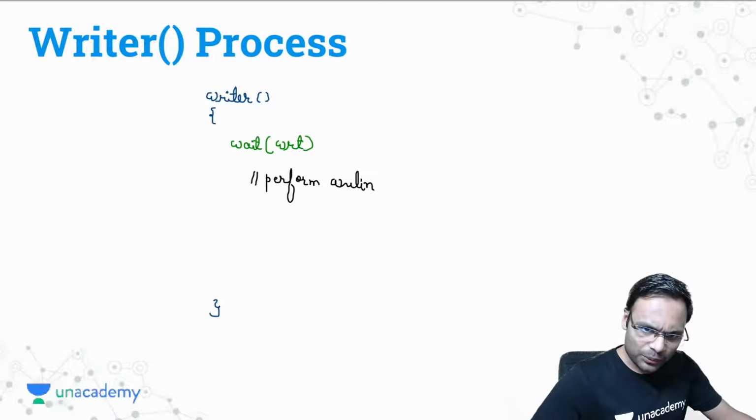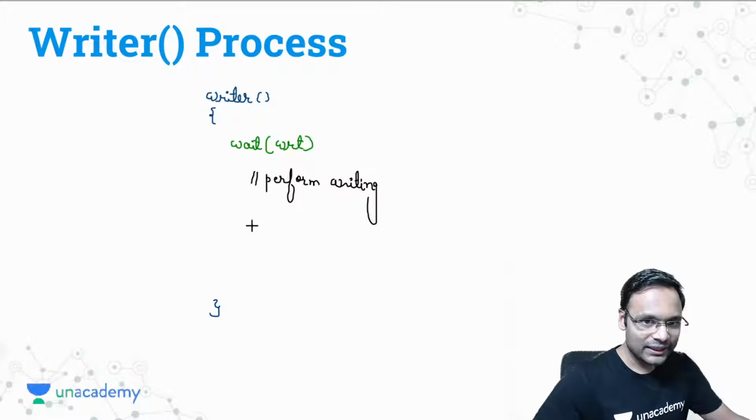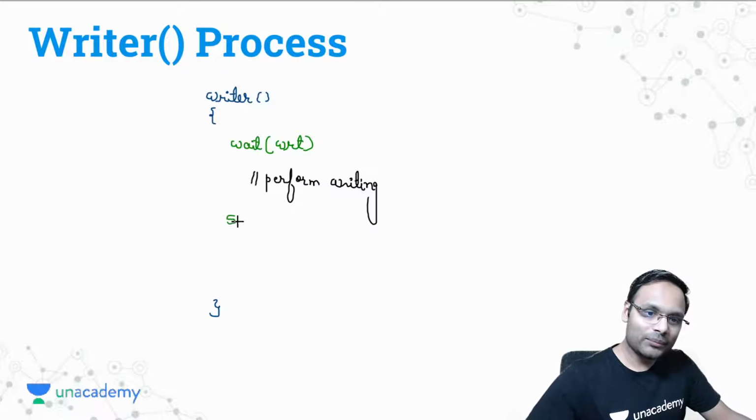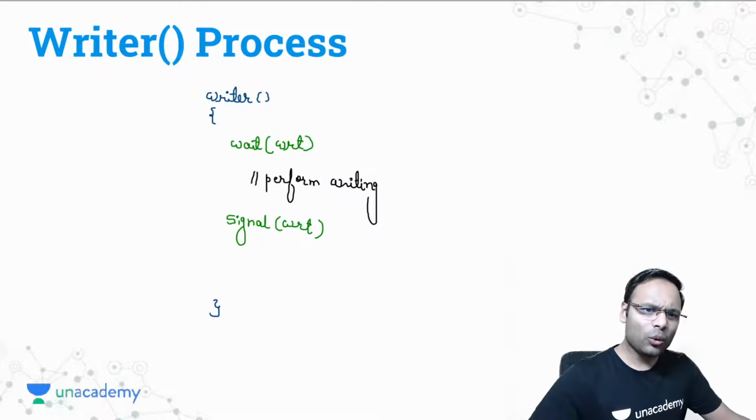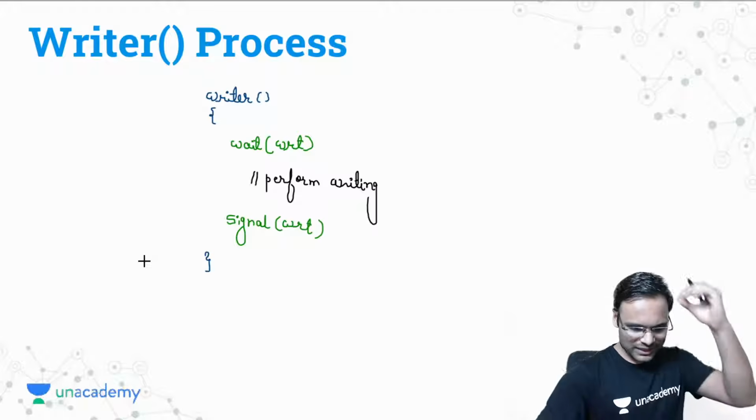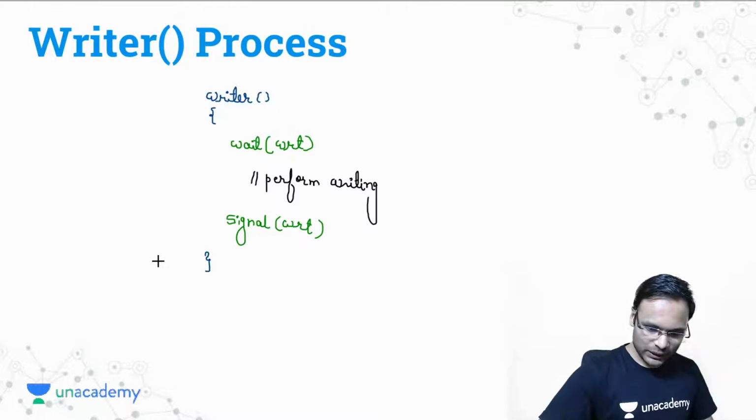Once a writer process goes out of this writing, it will signal WRT so that other readers or maybe writers can go ahead. Signal WRT. That is the only thing we should have in the writer process. That's it. बस इतना और कुछ भी नहीं.